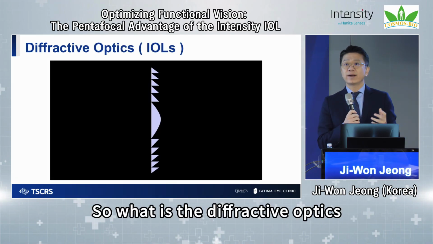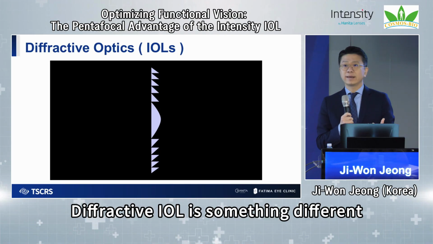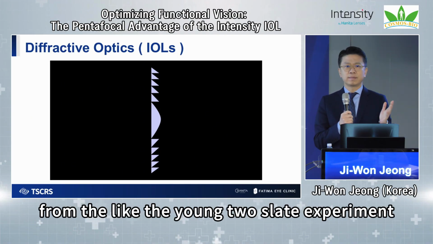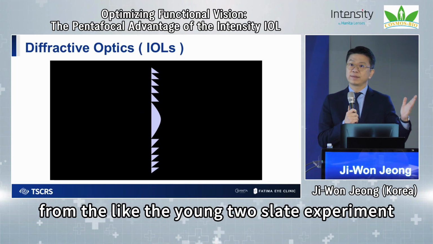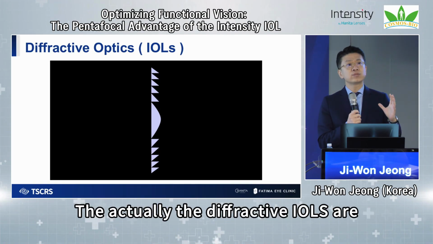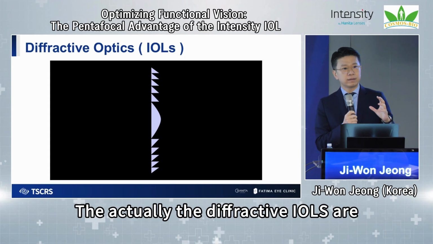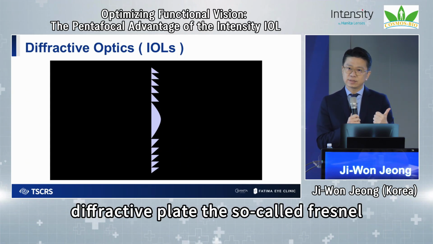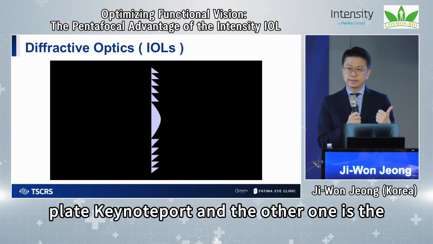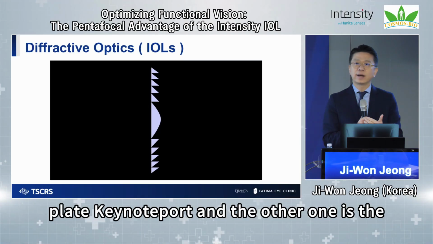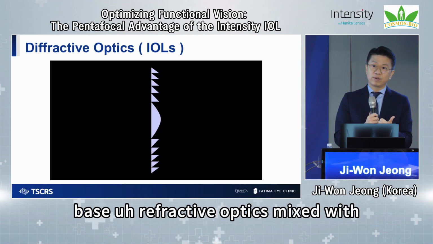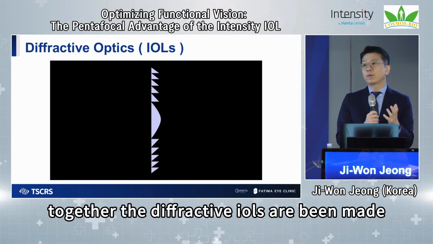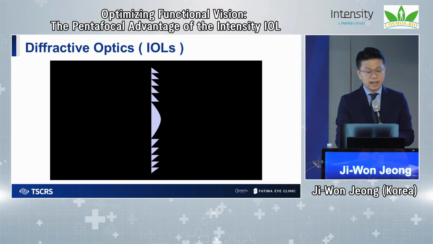So what is diffractive optics? A diffractive IOL is something different from the two-slit experiment. Actually, diffractive IOLs are composed of two parts. One is the diffractive plate, the so-called Fresnel plate, kinoform. And the other one is the base refractive optics. Mixed together, the diffractive IOLs are made.